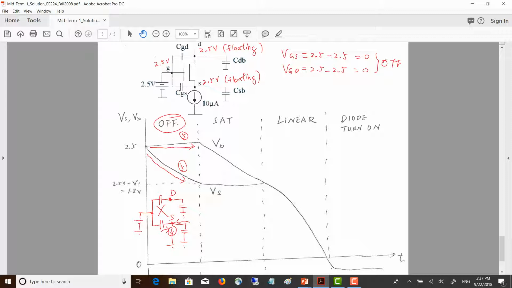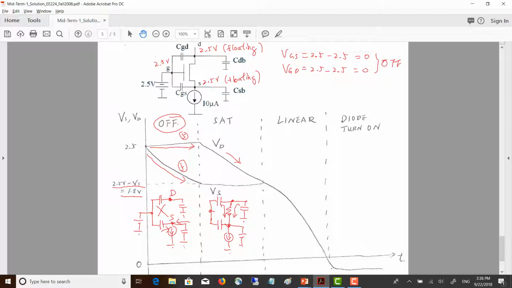Will this continue? It will continue until a point when VS is so low that now it is at 1.8 volts. What happened at 1.8 volts? At 1.8 volts, now the transistor is, what? Transistor will turn on, right? Now the transistor is turned on. This is not a resistor, right? This is not a resistor. Now it is a resistor. Then what will happen? Well, besides discharging these two source capacitors, it will start discharging the drain capacitor also. So that's why the drain will go down.